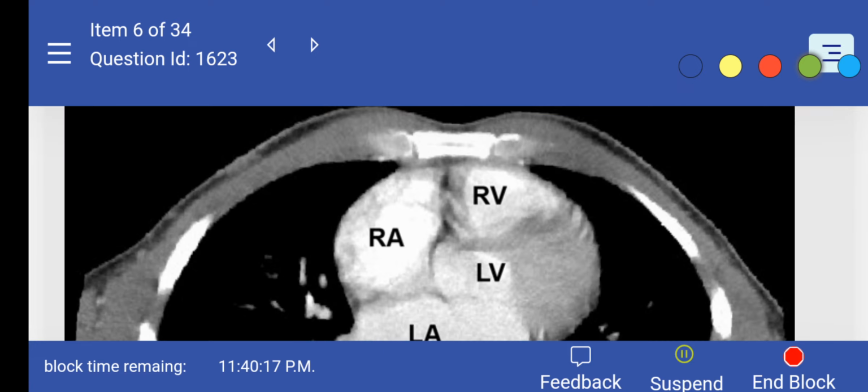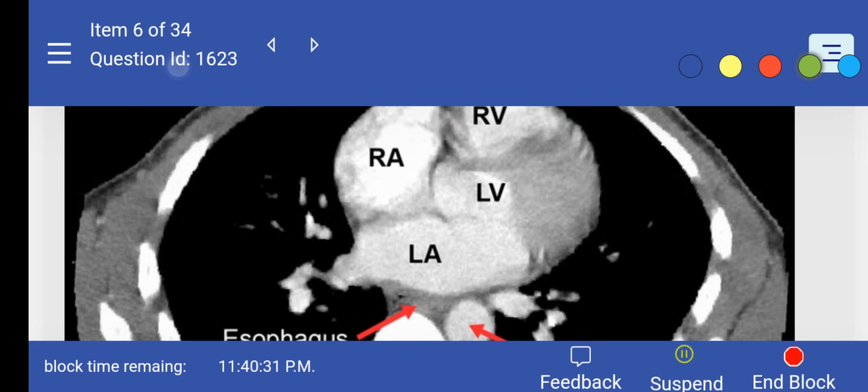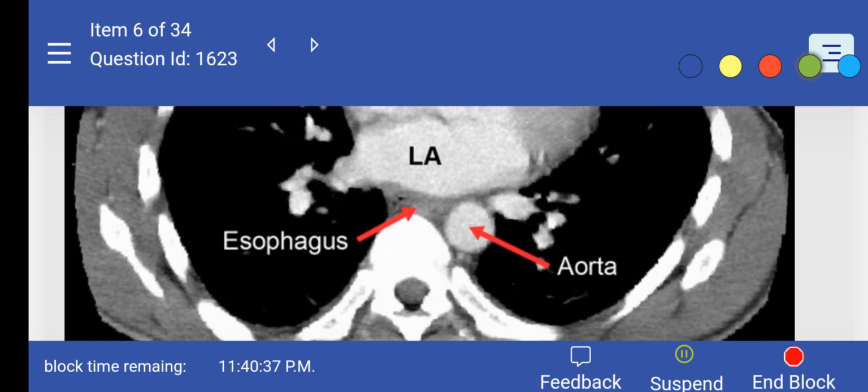So as I mentioned, the right ventricle is the most anterior portion, right? Then we have the right atrium, then we have the left atrium, and with that the left ventricle. So the left atrium is the most posterior portion. Okay, so over here if we look at this point, this is the esophagus, right? And then we have the aorta, which is posterior to that.